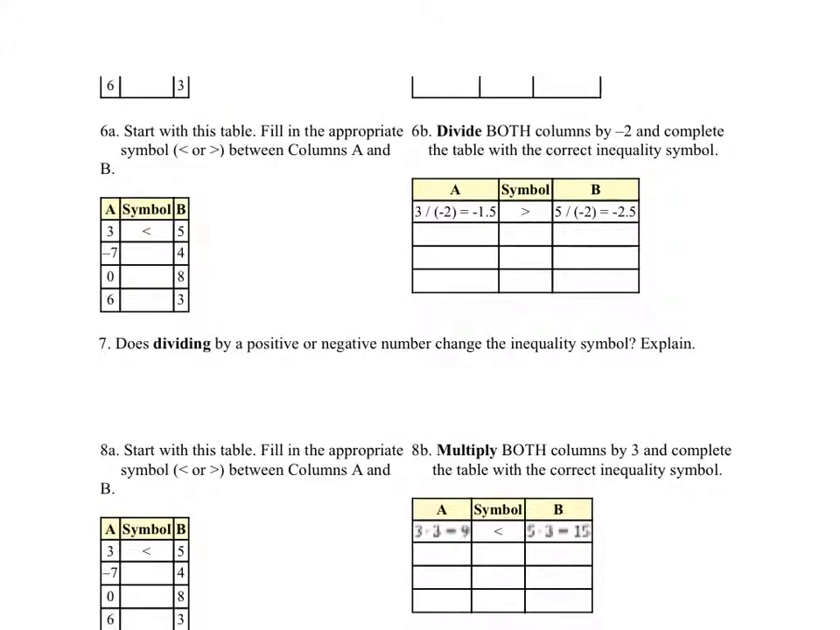All right, number 6, start with the table and compare. So let's do that. The table's the same. -7 is less than 4. 0 is less than 8. 6 is greater than 3. Okay.